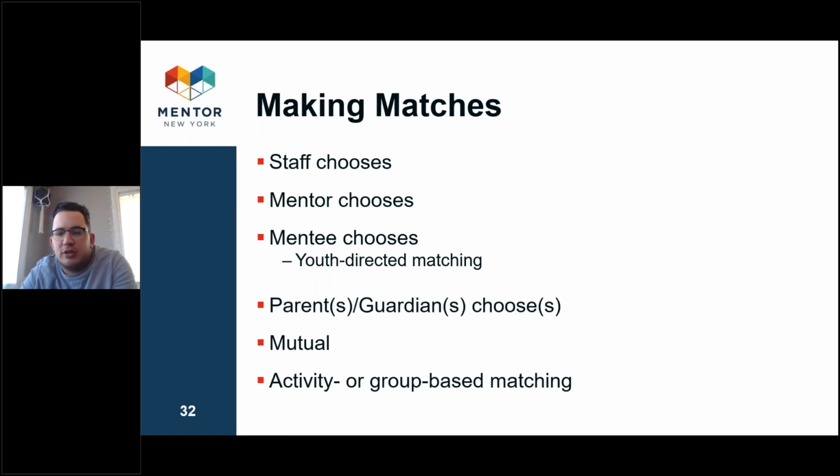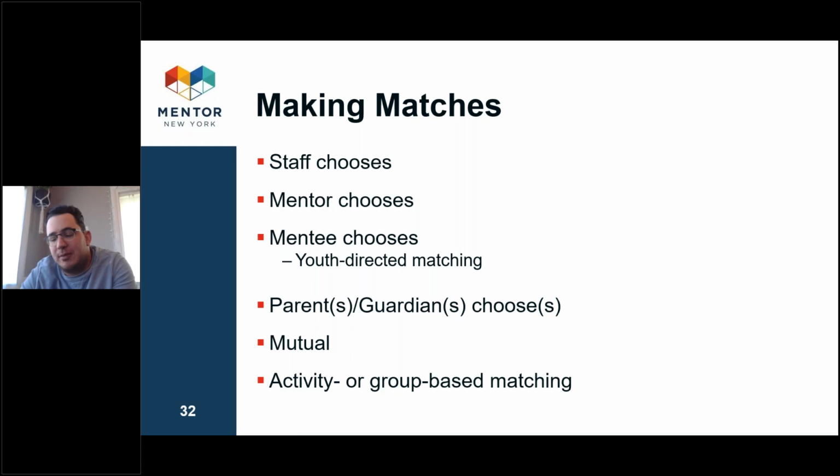So there's different ways that you can choose matches. The first and most common is that the staff choose, right? You match people together. Some programs have in place something around mentors choosing their matches or their mentees. I will say in my experience, I've yet to see that work particularly well, but some programs do have that in place. The only time I've really seen it work even somewhat well is with college students or professional-based mentoring.